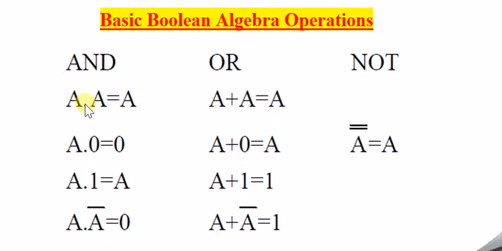So in AND, A dot A, where dot means AND, A AND A is equal to A. This is the basic thing which you have to remember in order to solve any of the Boolean expressions. A variable ANDed with itself will give itself. A AND with 0 will give you 0. A AND with 1 will give you A. A AND with A bar, the inverter of A, will give you 0.